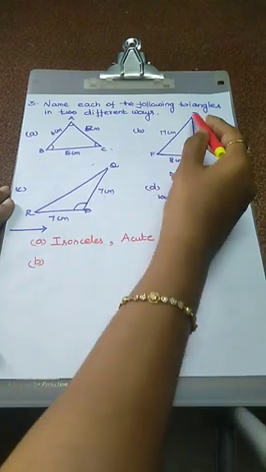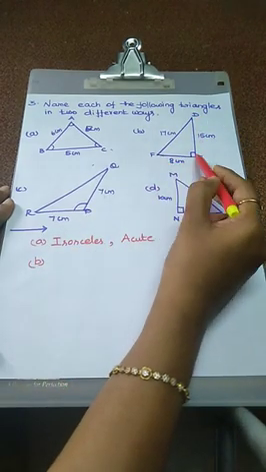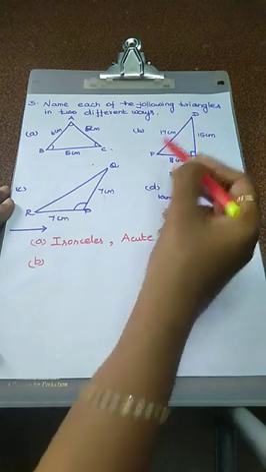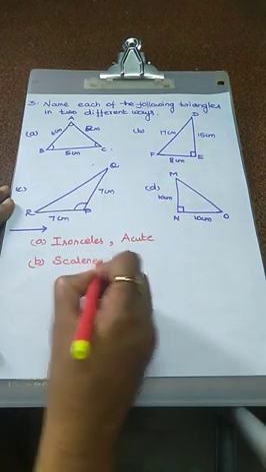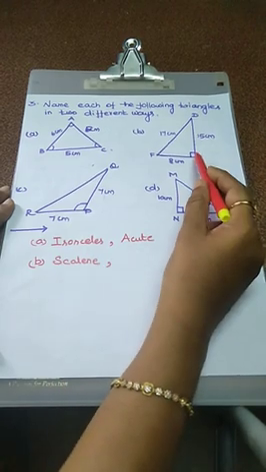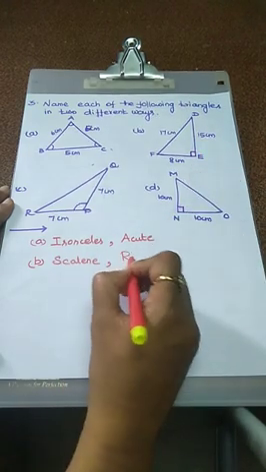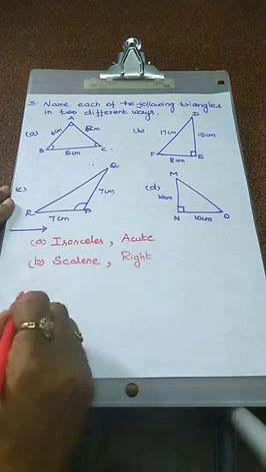Next one, DE value 15, EF value 8, DF value 17. So based on sides it is actually a scalene triangle because all the three sides are different, no? But one of the angles is a right angle, so it is a right angled triangle.